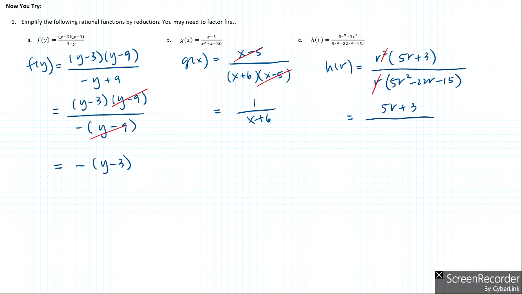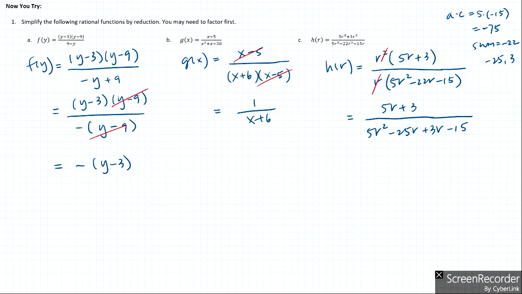On the denominator, we have this quadratic expression that we want to check for AC method. Here we want the product to be a times c, which is 5 times negative 15, or negative 75, and the sum is equal to negative 22. If you went through the factor pairs of negative 75, you will see the two numbers are negative 25 and 3. So I'm going to rewrite negative 22r as negative 25r plus 3r, and then carry the negative 15.